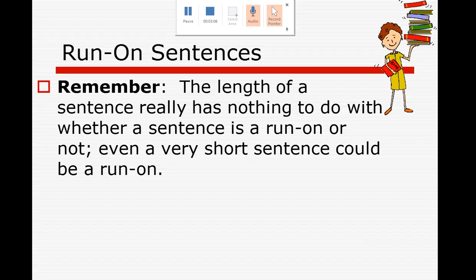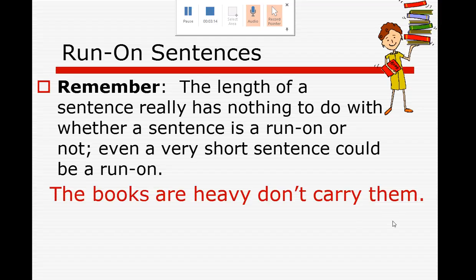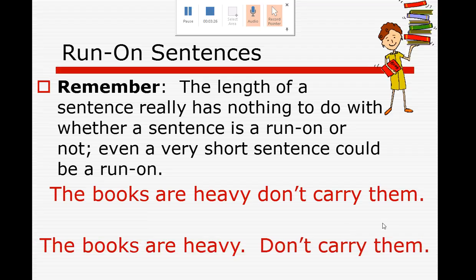So, remember, the length of the sentence doesn't change whether or not it's complete or not. You can have two short sentences together. For example, the books are heavy, don't carry them. That's a run-on. You have the books are heavy, that's a complete thought on its own, and then don't carry them, another complete thought on its own. That should be two sentences.